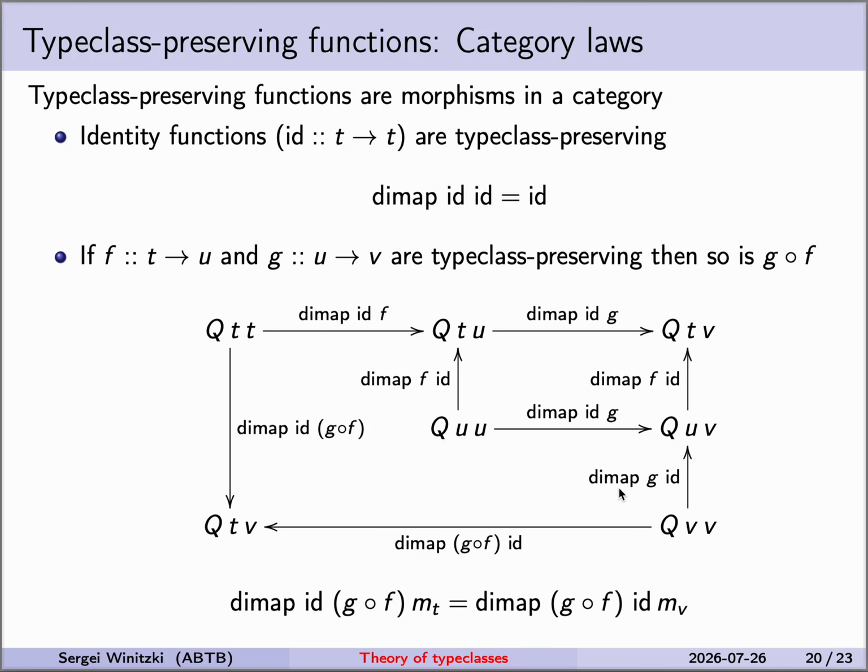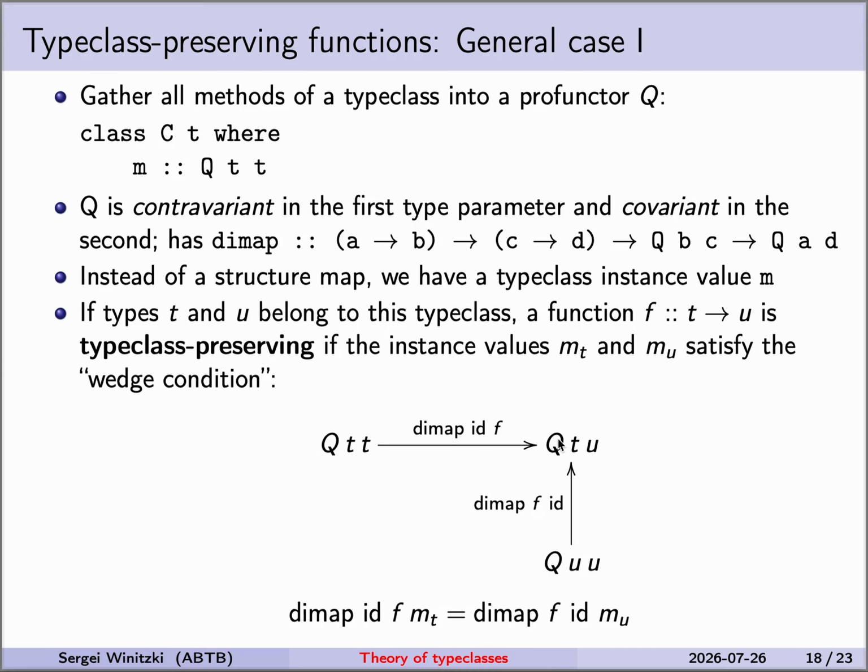And I will conclude this consideration with an interesting fact: type class preserving functions have properties that are known in category theory as the category laws, the laws of morphisms, more specifically. In other words, identity functions are always type class preserving, and that can be seen because of the identity law of dimap. If you have identity function f, then t and u are the same type. This is going to be an identity function, this is going to be an identity function, and this is trivially satisfied. It's the same value here. Identity functions map it to the same value.